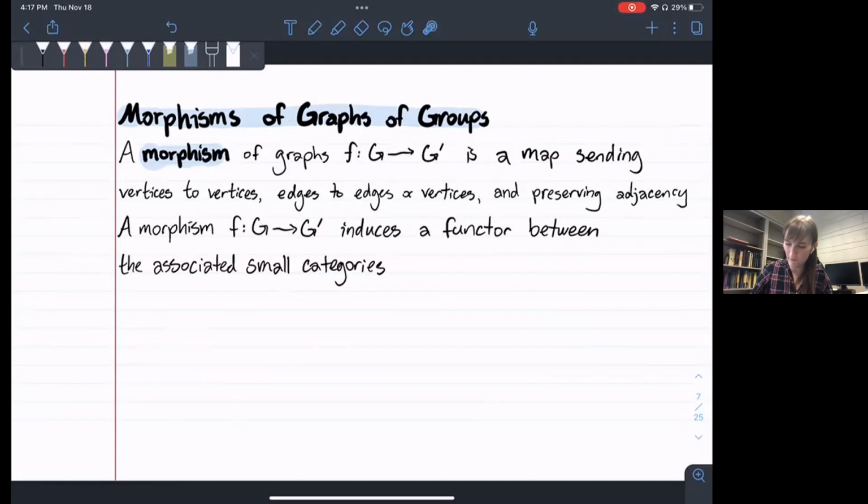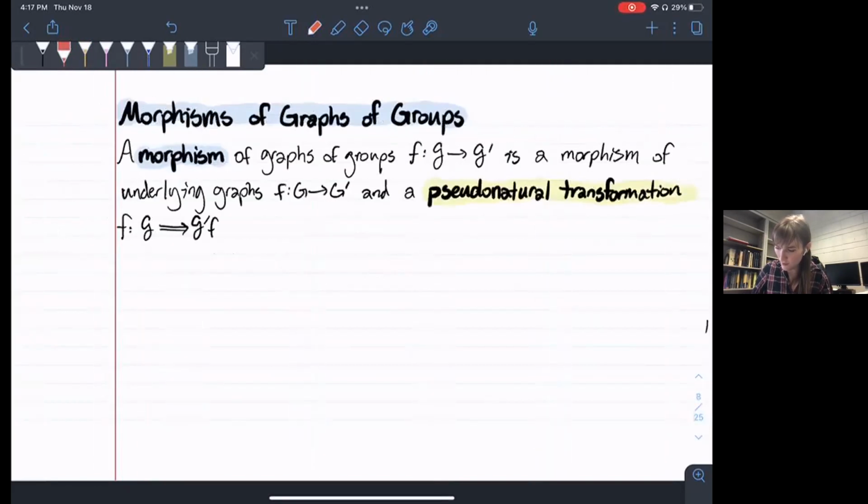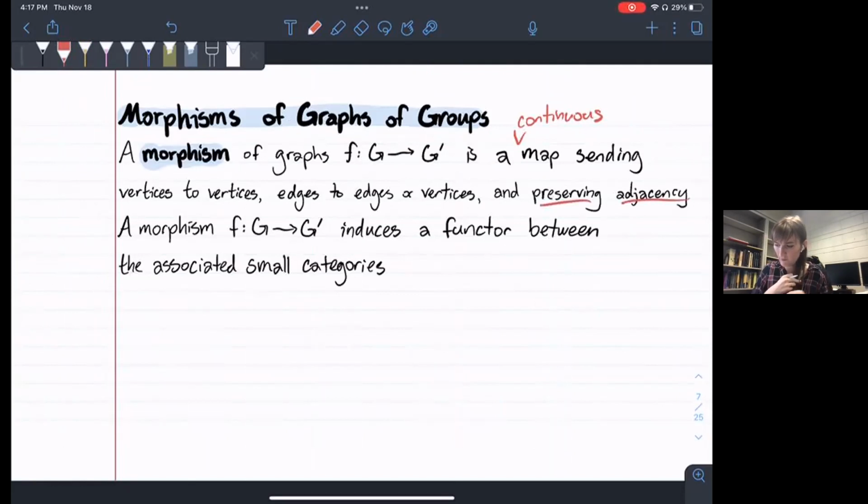So a morphism of graphs is, I'll say, a continuous map. Oh, I guess that is actually implied by, sorry, this bit: it preserves adjacency. So it's a continuous map, sending vertices to vertices, edges to edges, and preserving adjacency. It's a continuous map that either sends edges faithfully to edges or collapses them to vertices. Those are the two things that are allowed.